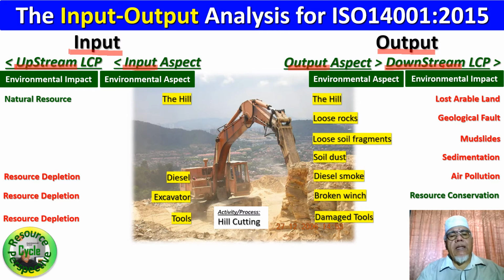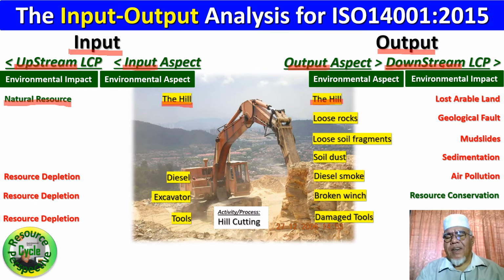Now, the input aspect of this activity, please remember, the hill itself. It is literally coming into the process. Then the process is hill cutting. And the hill is environmental impact. The hill, where does it come from? It is a natural resource in a state of equilibrium, ecological equilibrium. Then comes this activity, we cut the hill.